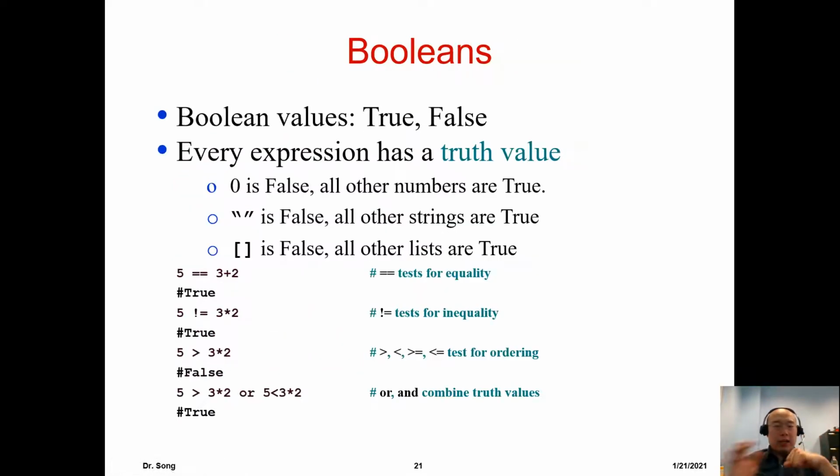Okay, and for the Boolean, Boolean is a kind of easy data type in Python. We only have 2 values, true and false. Like 5 equals 3 plus 2, that will be true, because on the left side we have 5, and on the right side we also have 5. So 5 equals 5, and this will give you a true.